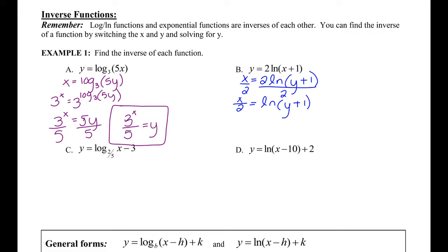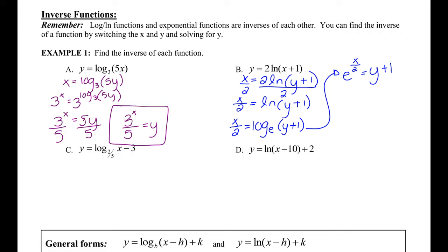I get x over 2 is equal to the natural log of y plus 1. Then I'm going to change the natural log to be in log form. So I get x over 2 is equal to log base e of y plus 1. And just like in example A, by raising both sides to the base of the log e, I can set the left side, which will now be e to the power of x over 2, equal to y plus 1.